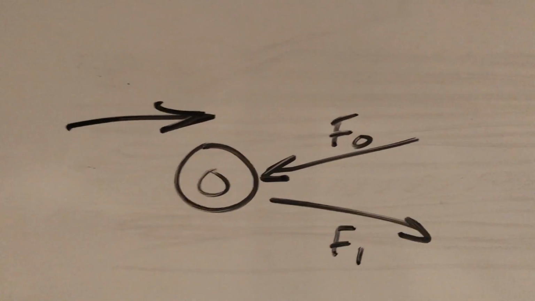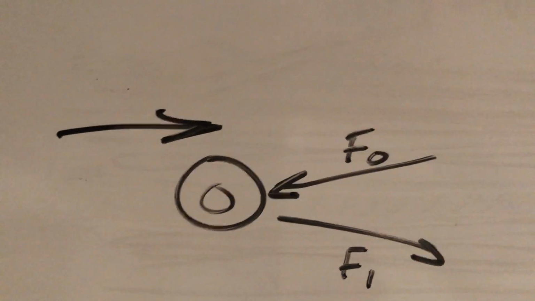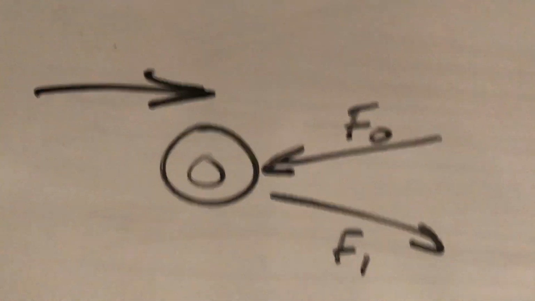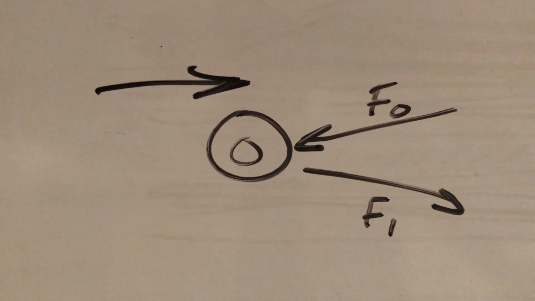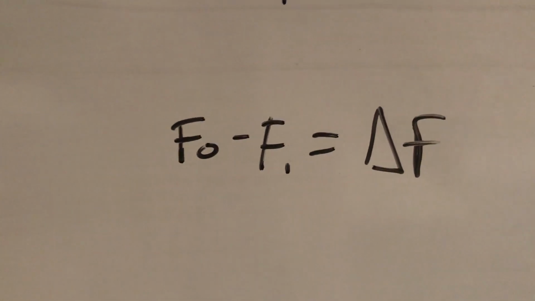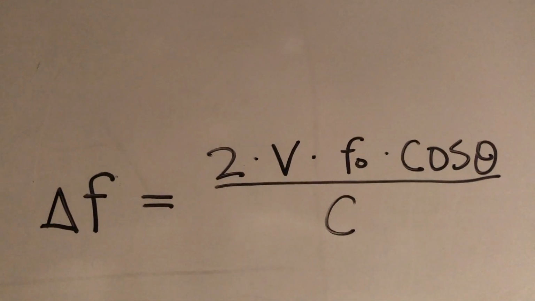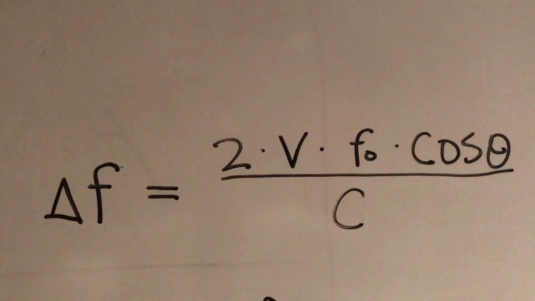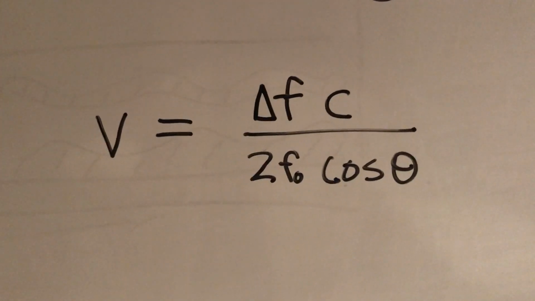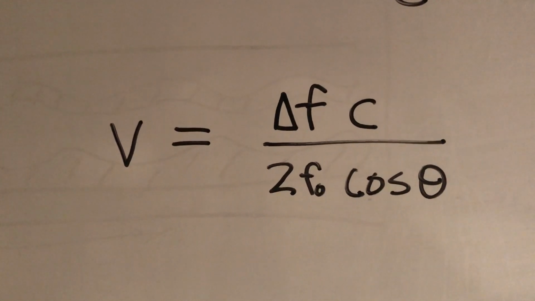You bounce a sound wave off a red blood cell that's going towards you. The frequency, after it bounces off, is going to be higher. That change in frequency is the Doppler shift. You can call it delta frequency. Okay, so don't get nervous. Here's the formula for the Doppler shift. Use algebra to move that formula around, and you get the formula for the velocity.